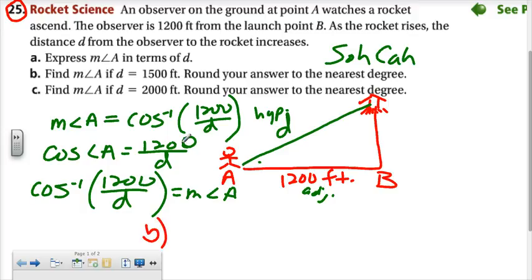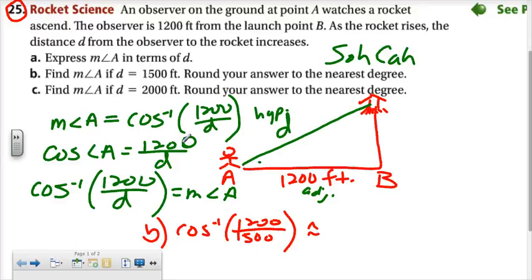So, find the measure of angle A if D is 1500. I will have to do the inverse cosine of 1200 divided by 1500, because we could reduce that, but we don't have to. The calculator will take it. And they want this to the nearest degree.